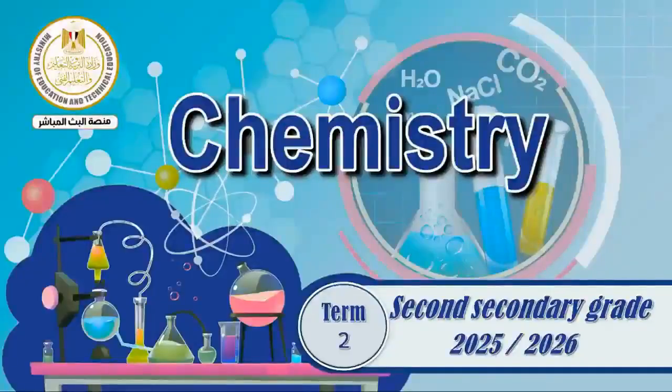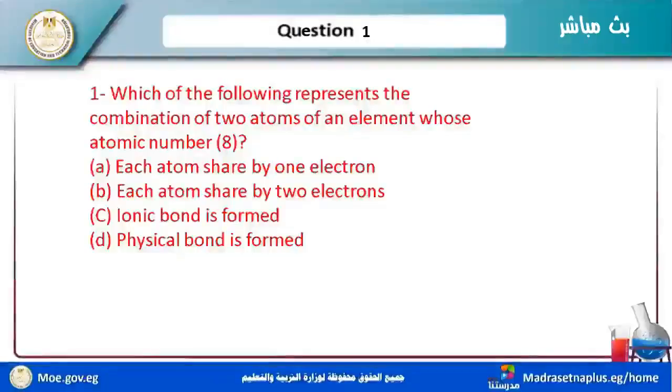Now we start the chemistry revision, with some questions from the assessments and some aims we want to take care of in this section. In these sessions, we discuss some questions and how to answer them. Question number one: which of the following represents a combination of two atoms of an element whose atomic number is 8?